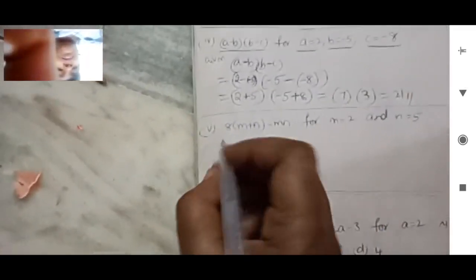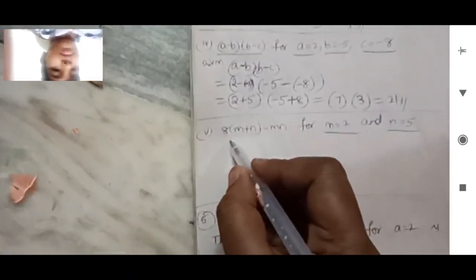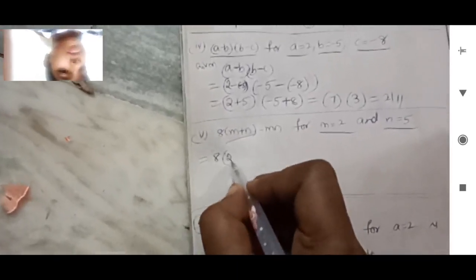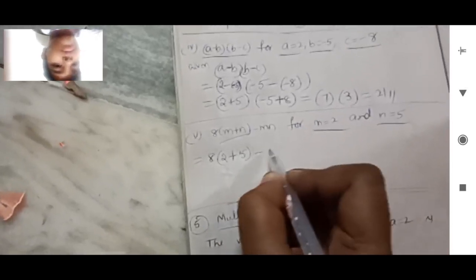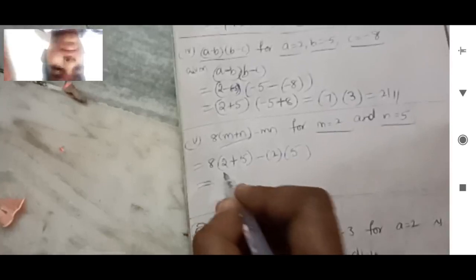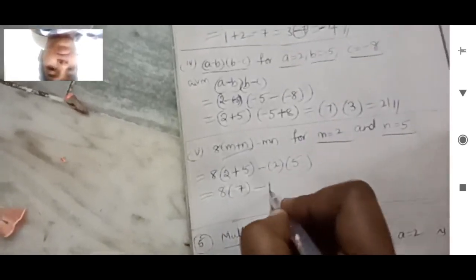So here in the place of M, 2 we have to keep. In the place of N, 5 we have to keep. This is the algebraic expression, 8 M plus 2 N minus... In the place of M, 2, in the place of N, 5. So 8 into 5 plus 2, 7 minus 5 2s are 10. So 8 7s are 56 minus 10. 46 is the answer. Okay.